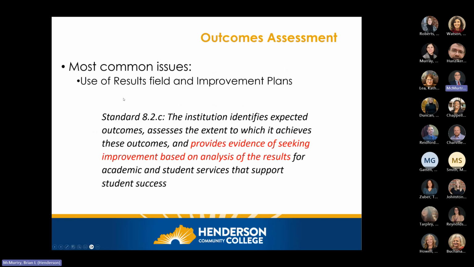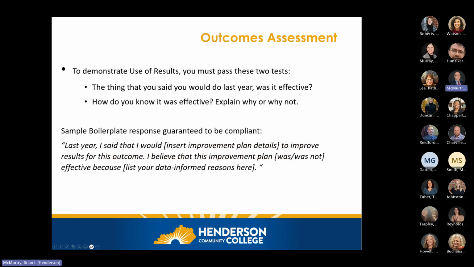Whenever we look at some more of those common issues, probably the most difficult thing is misuse of the use of results field when we talk about improvement plans. The standard talks about providing evidence of seeking improvement based on analysis of the results. We typically do really well on identifying the outcomes. We do really well on assessing the outcomes. But providing evidence of seeking improvement is really where most institutions fall short.